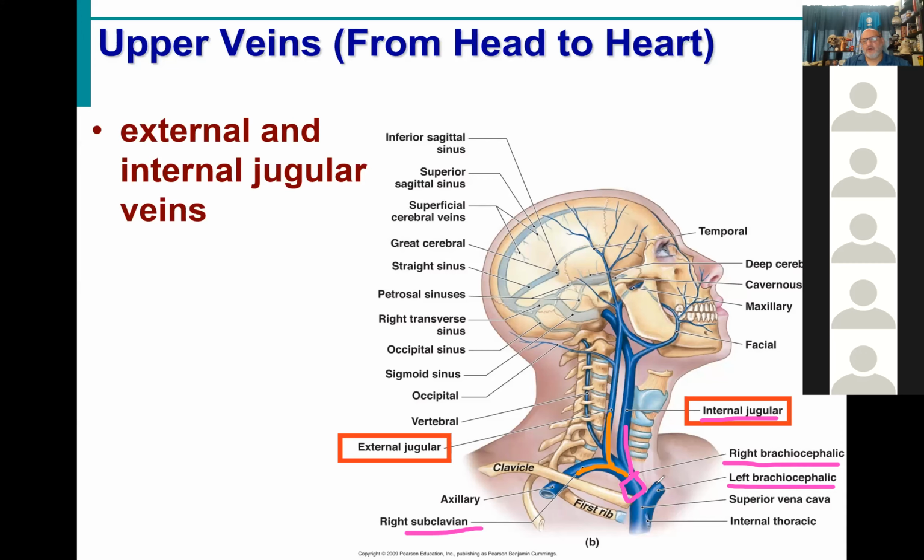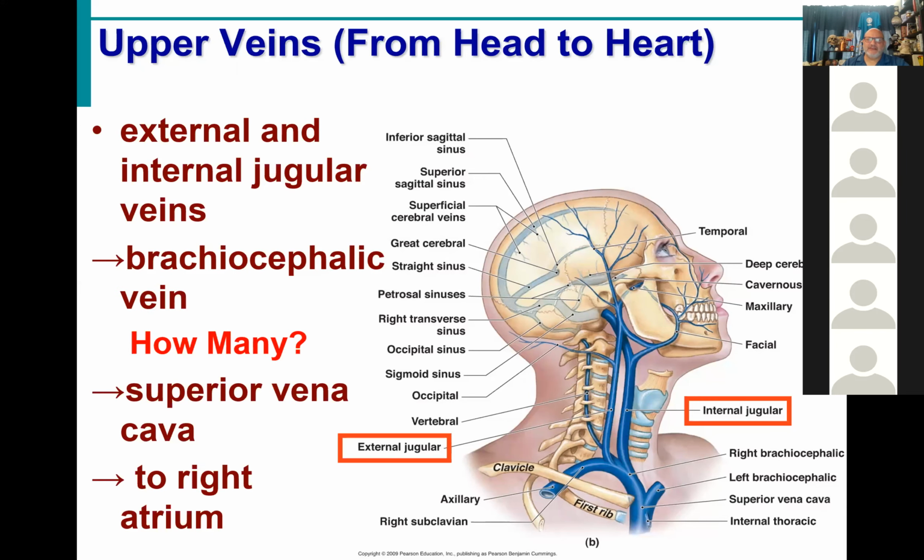And those two, the right and left brachiocephalic veins, come together to form what singular blood vessel? Superior vena cava. There you go. Perfect. So whereas we have to worry about that extra bit of tubing to the right for the arteries, there's no extra tubing for the right versus the left for the veins. They are completely symmetrical.